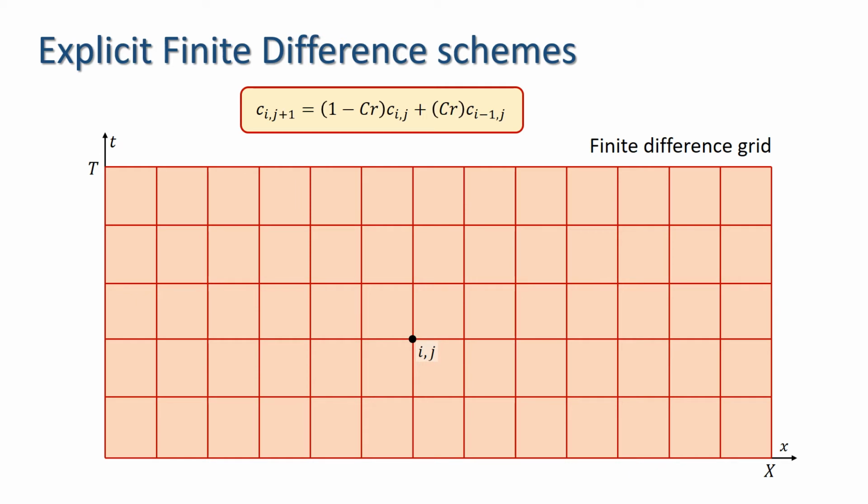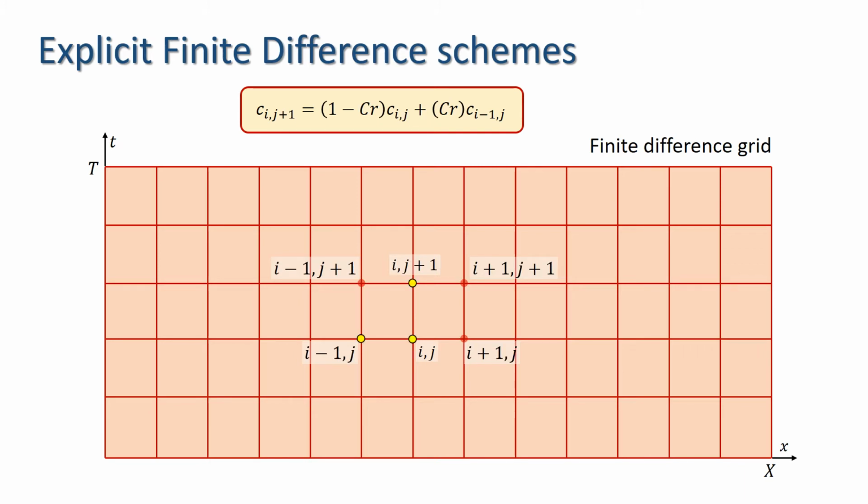Let's examine what's happening at a point on the grid numbered i in the x direction and j in the t dimension. The adjacent points on the grid for the same time step will be numbered i minus 1, j and i plus 1, j, and the corresponding points at the next time step will be i minus 1, j plus 1; i, j plus 1; and i plus 1, j plus 1.